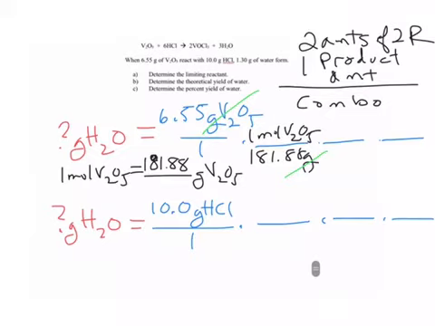Okay, so I am going to go from vanadium oxide, vanadium 5 oxide, to water. You can see that that is a 3-to-1 ratio. For every 1 mole of vanadium 5 oxide, to be precise, I have 3 moles of water.